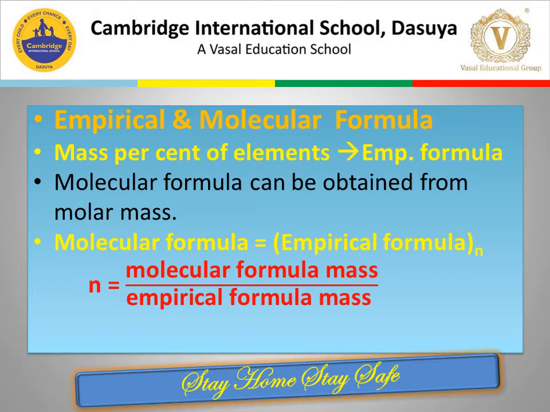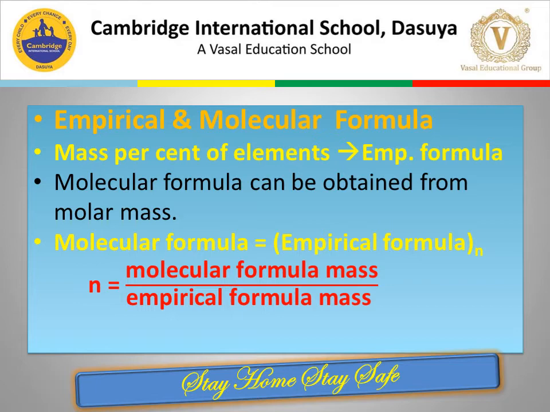because the empirical formula is the simple whole number ratio of the different elements present in a given compound. So if we multiply it by n, we get the molecular formula, which gives the actual number of the different atoms present in a given molecule, where n can take up the value 1, 2, 3, 4, anything.